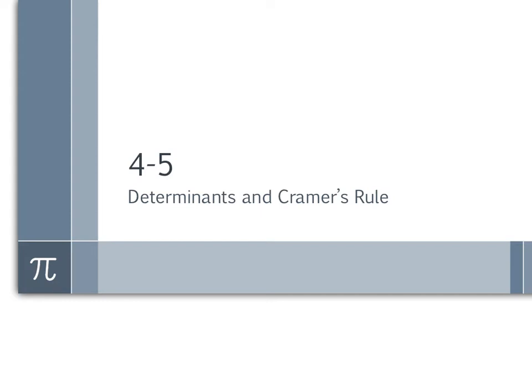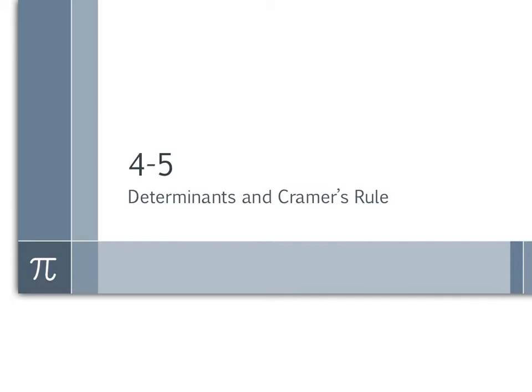Okay, this is section 4.5, and we're going to talk about these things called determinants, and we're going to use them for this special rule called Cramer's rule. Like I said earlier in this chapter, one of the really nice applications of matrices, and why we teach matrices immediately following systems, is because we can use matrices to solve some systems of equations, and this is going to be our first way to do that using these things called determinants.